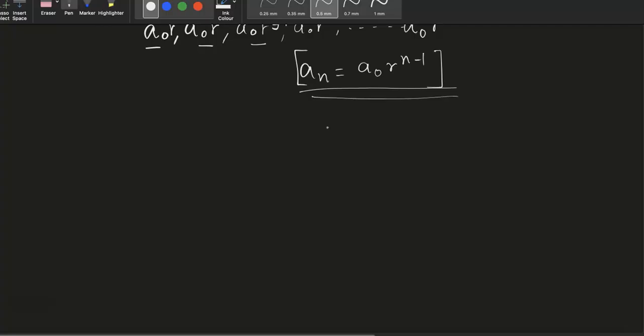Now, what if I want to find out the summation of the first n terms of this geometric sequence? Then that becomes a series, right? So the series is nothing but a summation of the terms contained in a sequence. So if I have the summation of n terms, then this is called a geometric series, right? So this will be a0 plus a0 r to the power 1 plus a0 r square and so on until you get the nth term, which is a0 r to the power n minus 1.